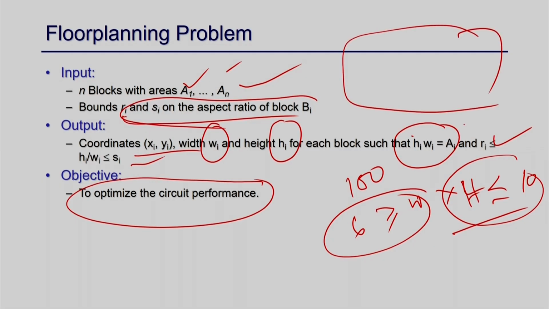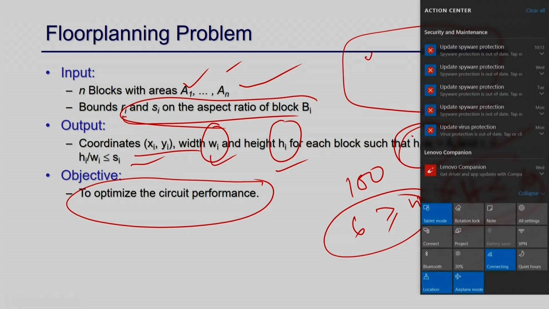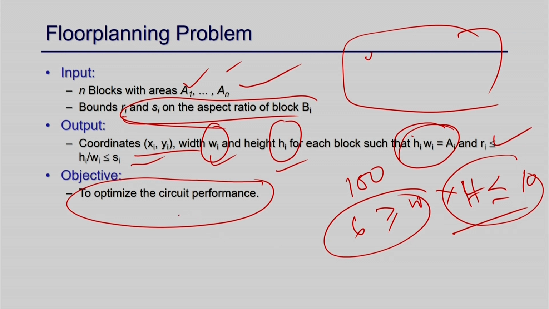So, with the coordinates of each block, you also find the aspect ratio, that means the width and height of each block, and you try to finalize so that the total area fits into the area target. And you have some optimization goal, like optimizing the total area or optimizing the routability, interconnection cost and others, right. So, this is the floor planning problem.